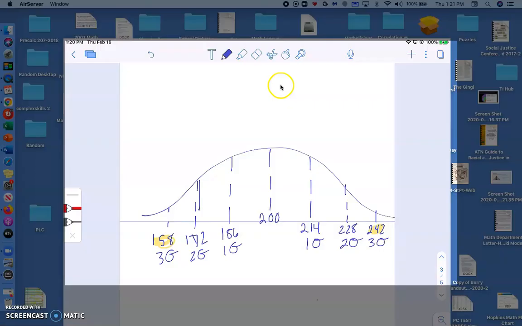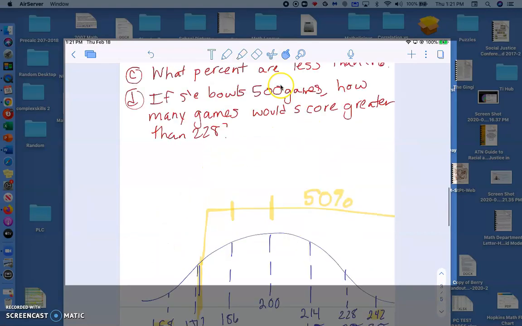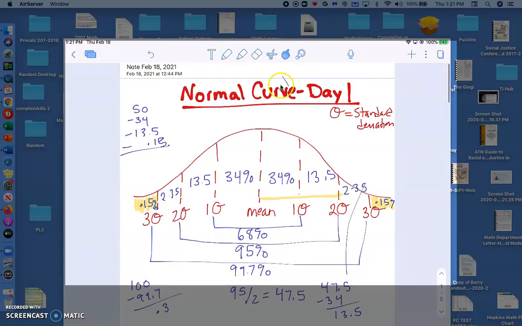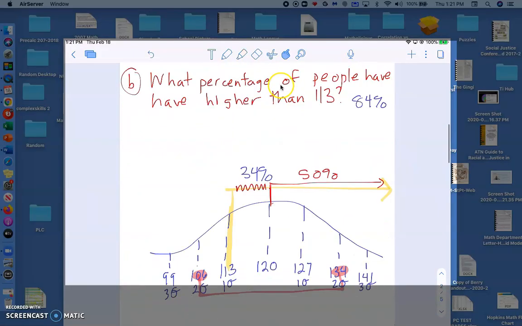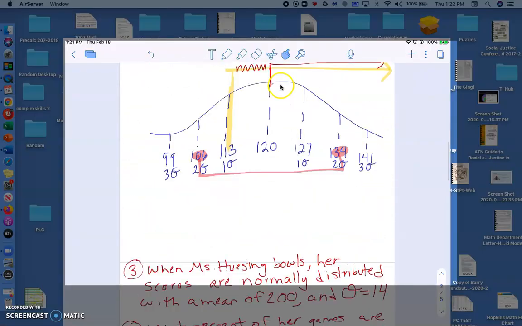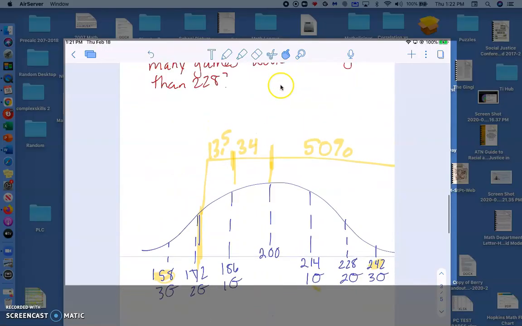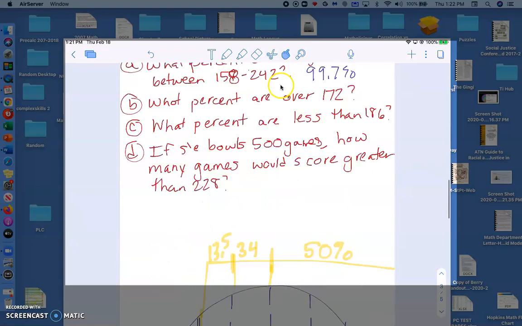What percent are over 172? So here's 172. So what percent is over? Well, we know the middle half is 50. And then we need these other two chunks here. If we go back here and look at this, that's our 34 and 13. So this chunk is 34, and here's 13. I think it was 13.5. Let me check. 13.5 and 34. So if we add all those together, 50, 60, 70, 84, 94, 95, 96, 97.5.